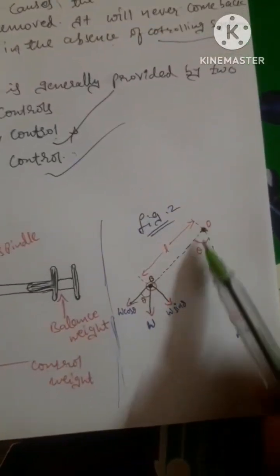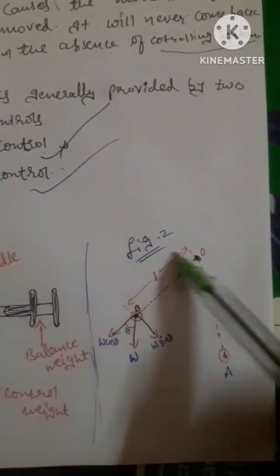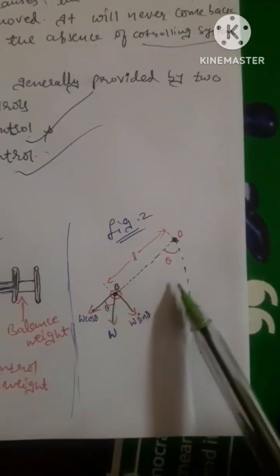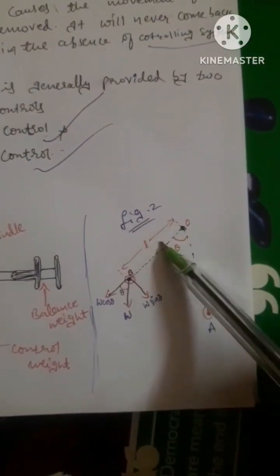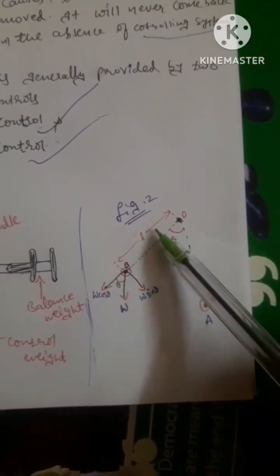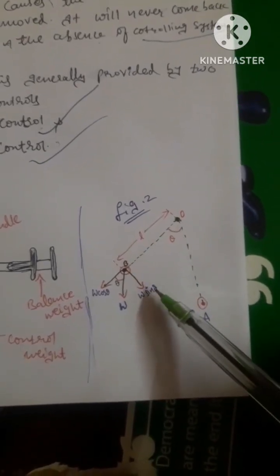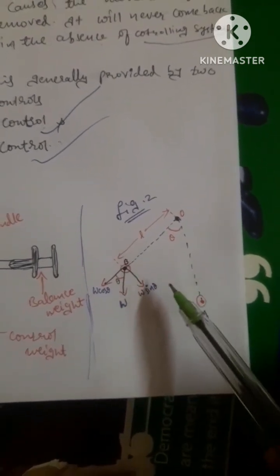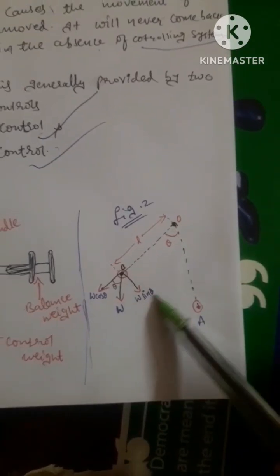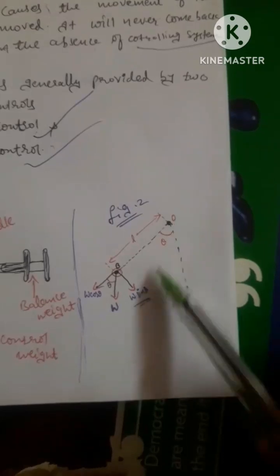At zero position the controlling torque is 0. We can see this in figure 2. In this the system deflects by an angle theta, so that the controlling torque acts at a distance L from the center. The component W sin theta of this weight tries to restore the pointer back to the zero position.